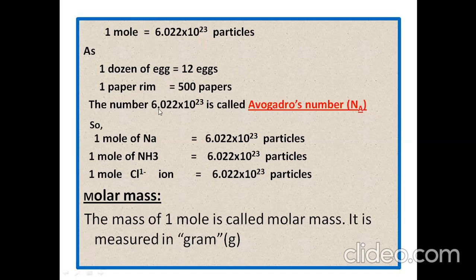This number, 6.022 × 10^23, is called Avogadro's number, as this number was introduced by the scientist Avogadro. So 1 mole of sodium contains 6.022 × 10^23 particles. 1 mole of ammonia also contains 6.022 × 10^23 particles, and the same is the case with 1 mole of chloride ion. It also contains 6.022 × 10^23 particles.